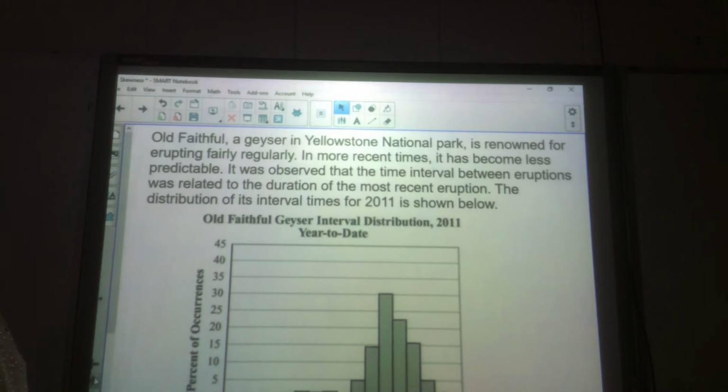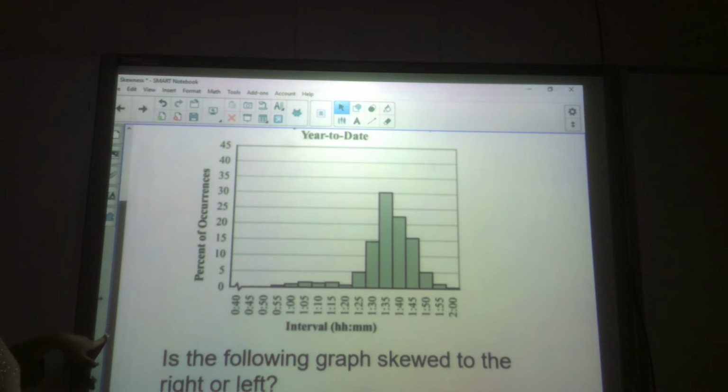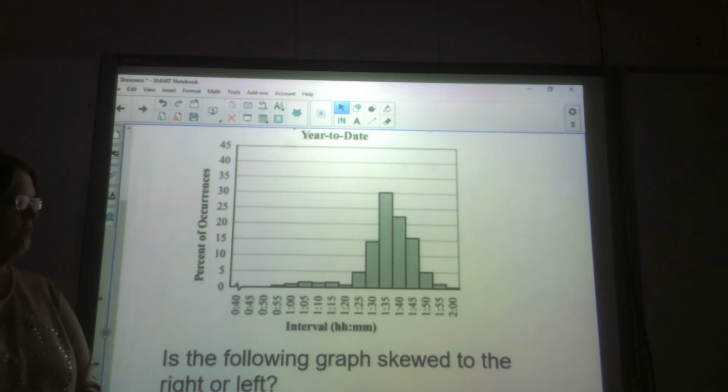Okay, if you look at this one, this is a graph on Old Faithful. Old Faithful, a geyser in Yellowstone National Park, is renowned for erupting fairly regularly. In more recent times, it has become less predictable. It was observed that the time interval between the eruptions was related to the duration of the most recent eruption. The distribution of its interval times for 2011 is shown below. And what would we say this is? Is this skewed left or skewed right? It's skewed left.